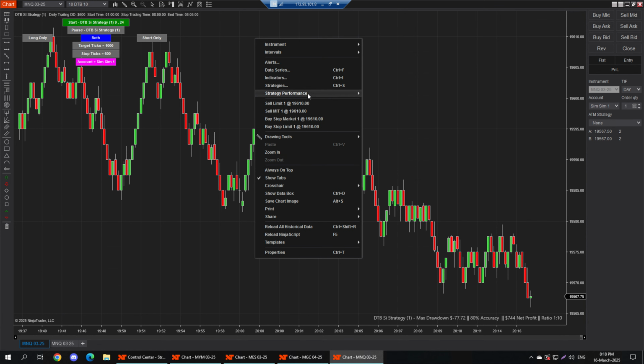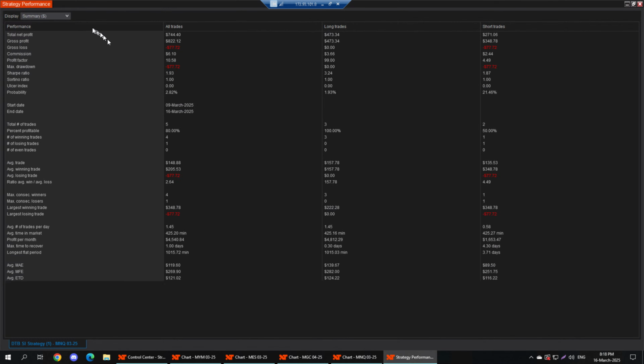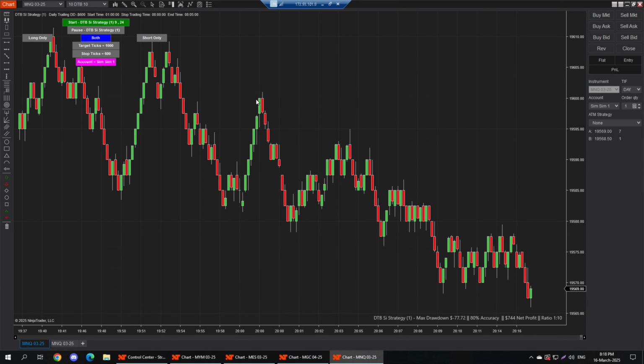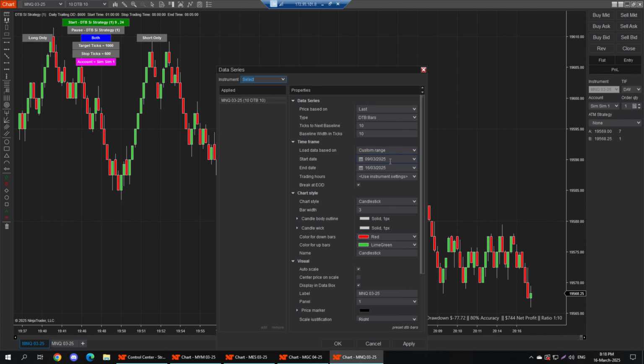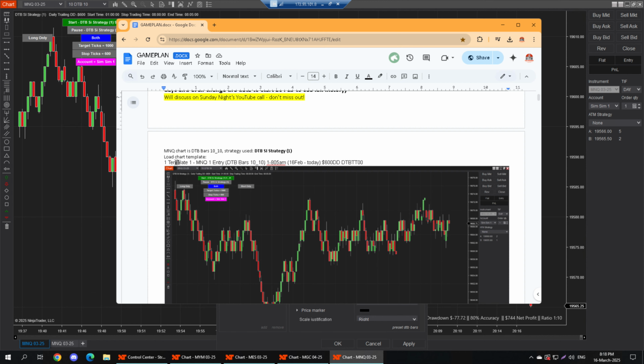If we look at the strategy performance of this, and we go real time and historical, you will see that we've only got the 10th, 11th, 12th, 13th, 14th of March. So we've only got a few days on this chart. Now, if you look at the data series, you'll see that we've only loaded a few days, but this strategy has been optimized since the 16th of February. If you look at the template name, it says template 1, DTB bars 1010, 16th of February to today.